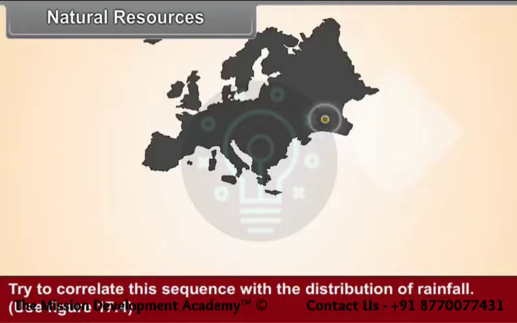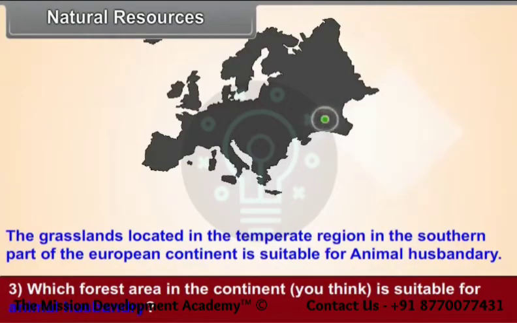Try to correlate this sequence with the distribution of rainfall. Use figure 17.4. Number 3. Which forest area in the continent do you think is suitable for animal husbandry?